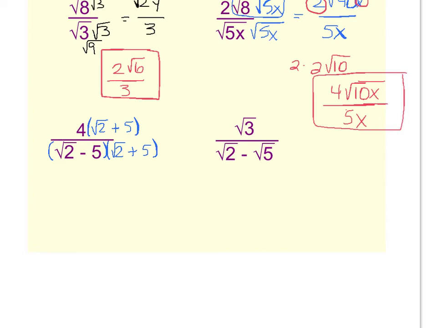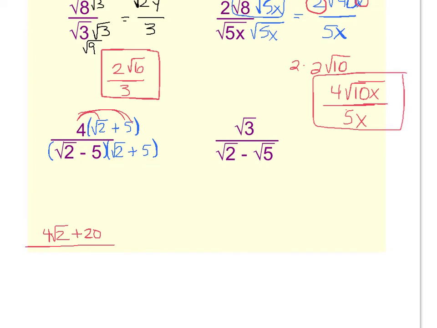We'll go ahead and multiply this numerator, just distribute. 4 times the square root of 2 is 4 times the square root of 2. They're not both square roots, so you can't multiply them and get 8. 4 times 5, we can go ahead and multiply that and get a 20, over. Now this denominator, when we have 2 terms multiplied by 2 terms, we actually will FOIL this out.